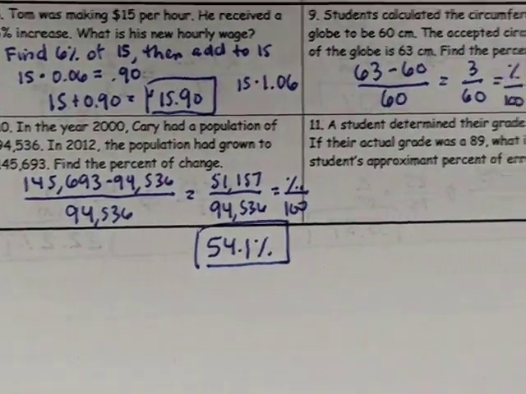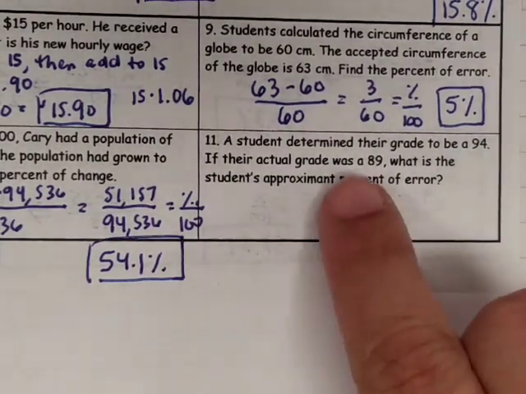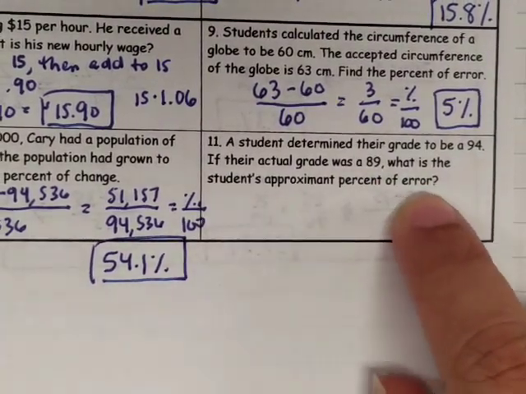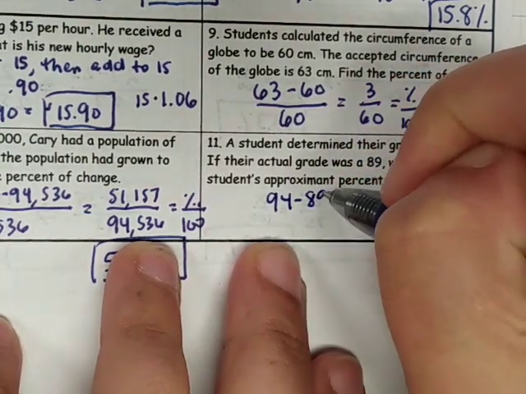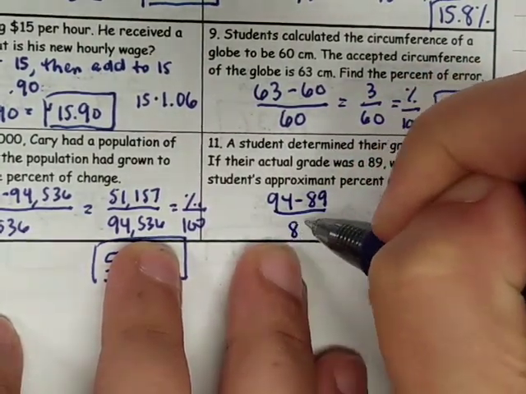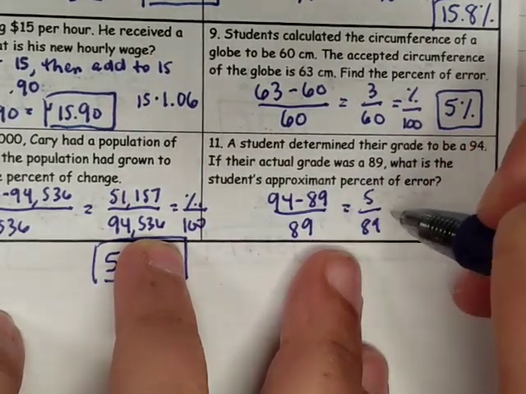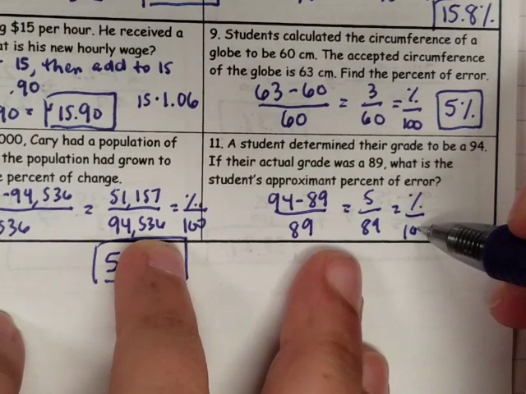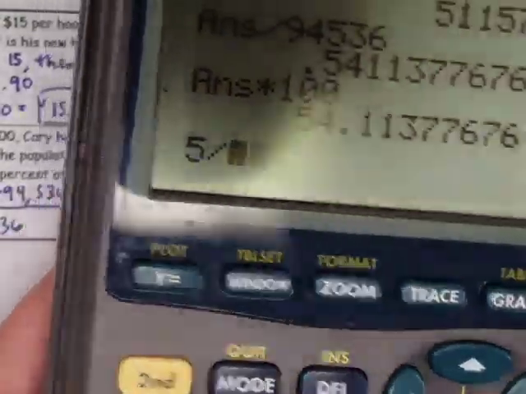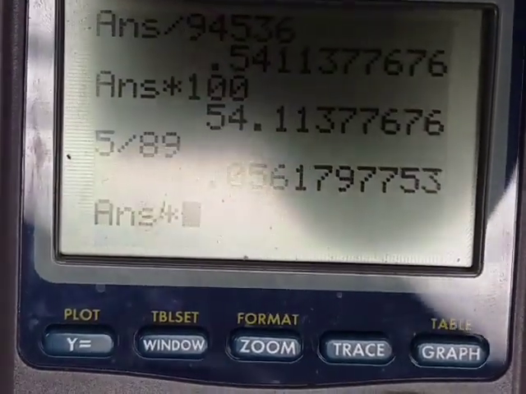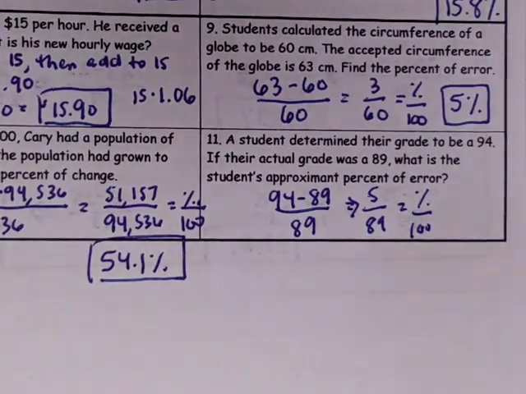All right, our last question together. A student determined their grade to be a 94. If their actual grade was an 89, what is the student's approximate percent of error? So they thought it was a 94, but it was an 89. So the actual was 89. The difference in their grade was 5 out of 89, and that percent, so 5 out of 89, and then multiply that times 100, gives me a 5.6% error.